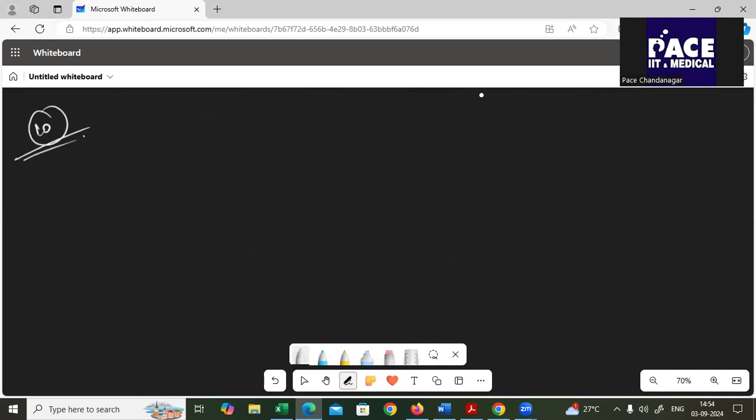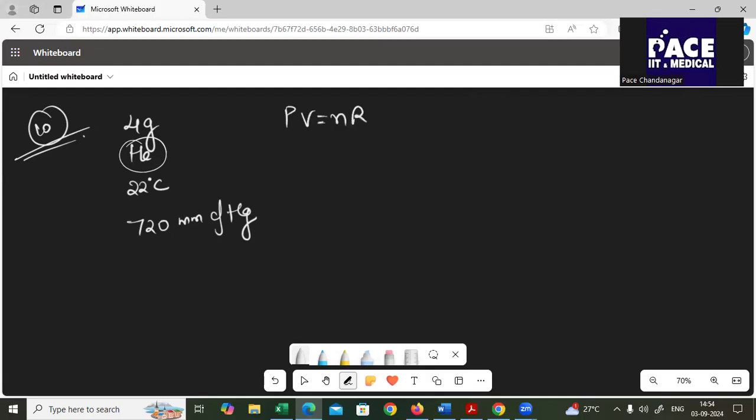Volume of the balloon filled with 4 grams of helium at 22 degrees Celsius and 720 mm of Hg. What is the volume of this helium? So PV equals nRT, our ideal gas equation. Let us do that. So pressure is 720 mm of Hg. I will convert it, because if 760 mm is 1 atm, please convert it.